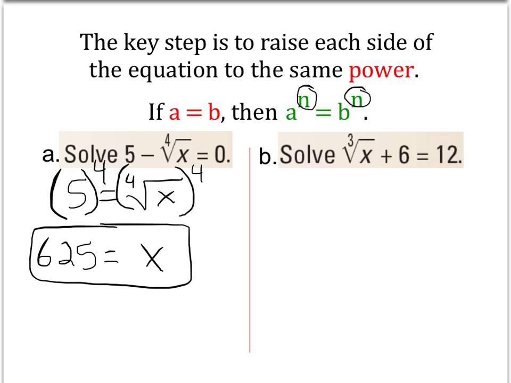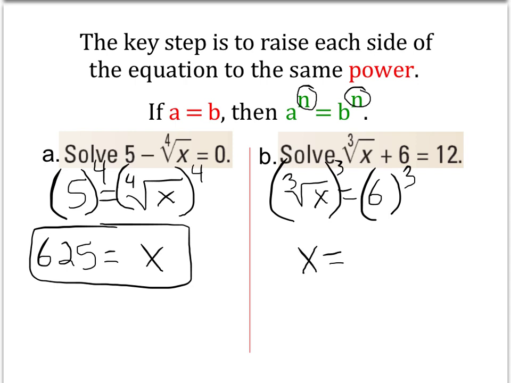Okay, in example B, we want to isolate the cube root of x. So we would subtract 6 from both sides. We have the cube root of x equals 6. Now, once again, I want to raise both sides to the third. And when we raise both sides to the third, we get x by itself, and 6 to the third is 216.